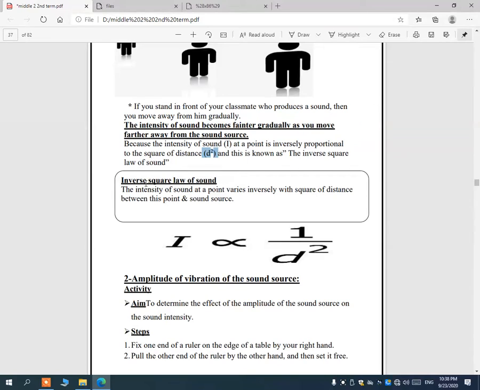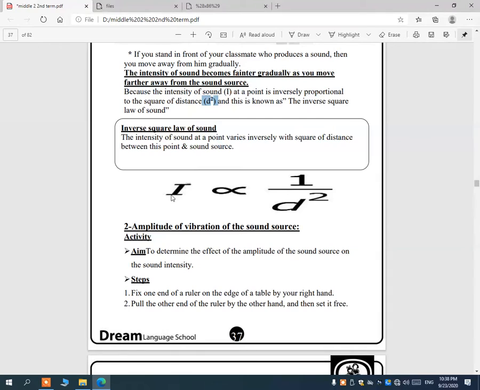Inverse square law of sound: the intensity of sound at a point varies inversely with the square distance between this point and the sound source. And here we have I for intensity in direct relation with one over the square distance.